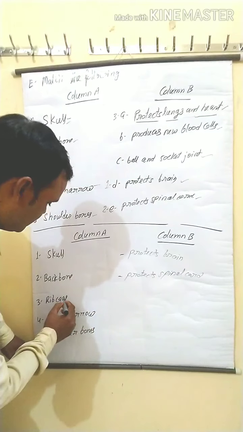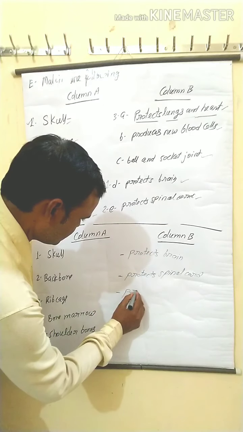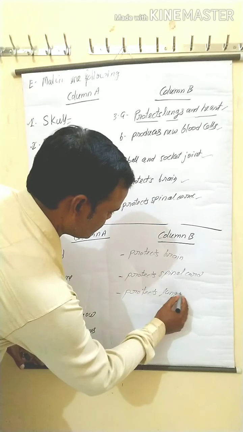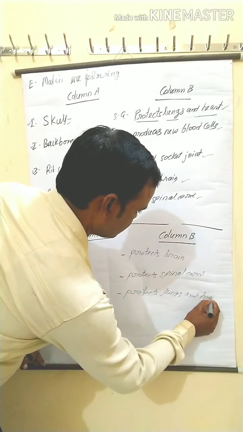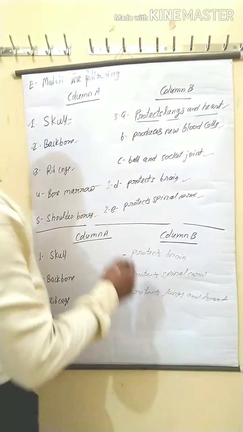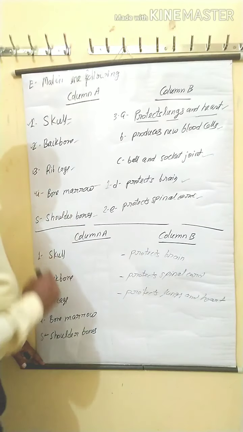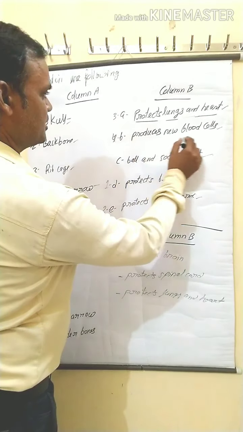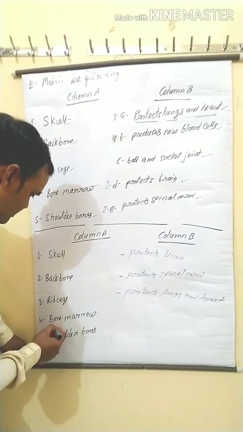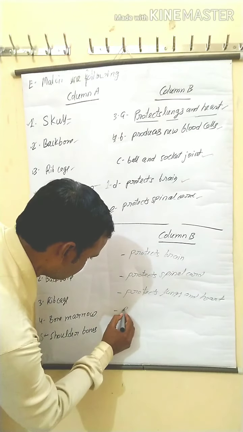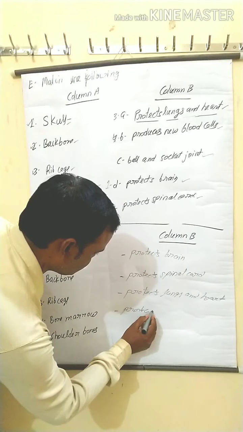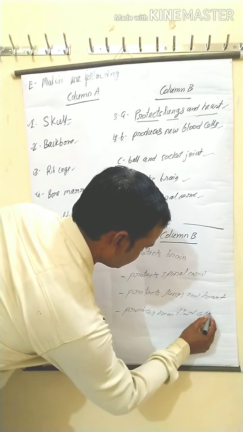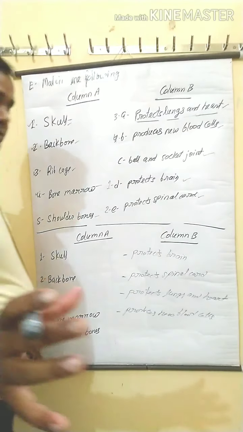So in front of rib cage, right, protects lungs and heart. Next, fourth number, bone marrow. Bone marrow, B number, produces new blood cells. In front of bone marrow, right, produces new blood cells.